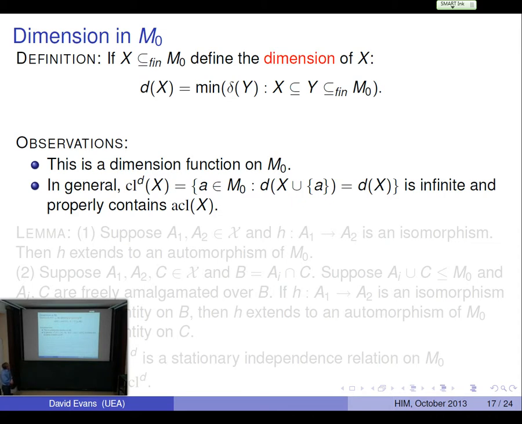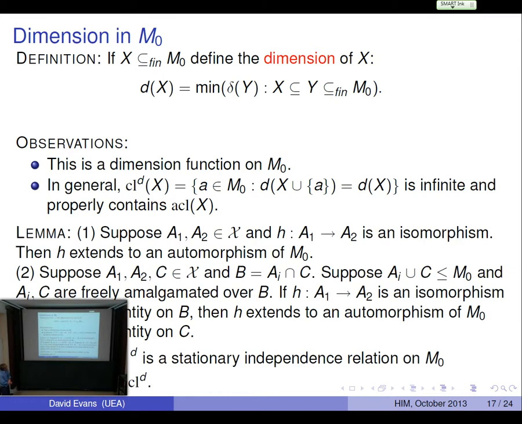And in general, if you take the closure of X, a finite subset of M0, with respect to this dimension function, so this is going to be those things A in M0 where the dimension of X together with A is the same as the dimension of X. This is actually going to be infinite, and it properly contains the algebraic closure. So from a model theoretic point of view, this is different from algebraic closure. It's bigger than algebraic closure, which sort of makes it a bit more interesting. Makes it different. Okay, but even though it's not algebraic closure, you still have homogeneity properties.